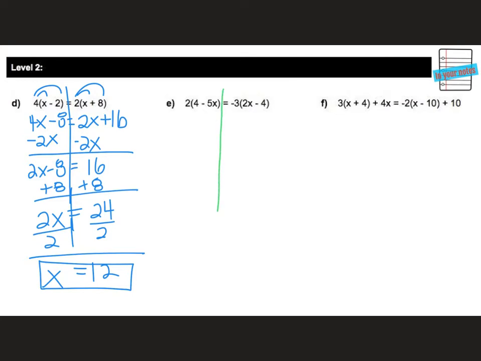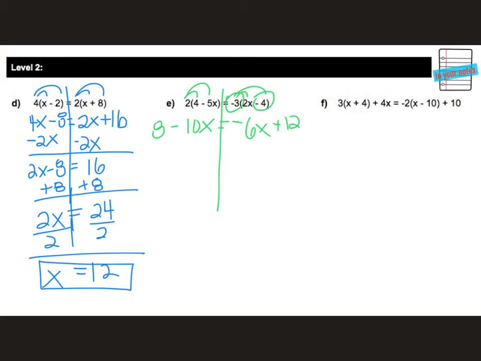All right, so let's get rid of these parentheses to start by distributing. 2 times 4 will give us 8. 2 times negative 5x is negative 10x. On the right-hand side, we'll distribute here. Negative 3 times 2x is negative 6x. Now we need to be very careful here because we have a negative 3 times a negative 4, which will give us a positive 12. 2 negatives will give us that positive.